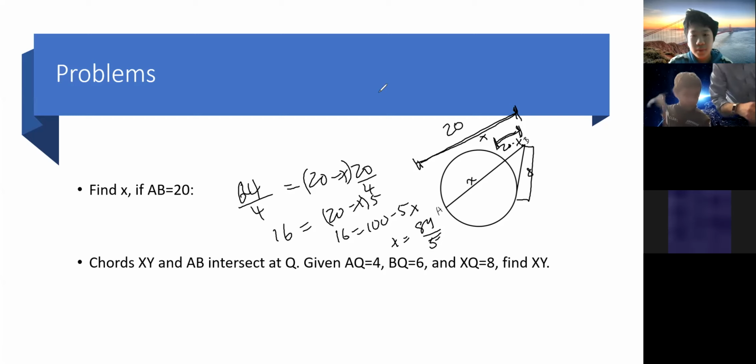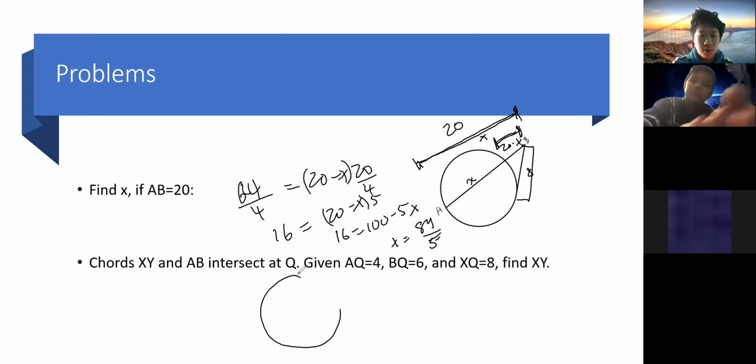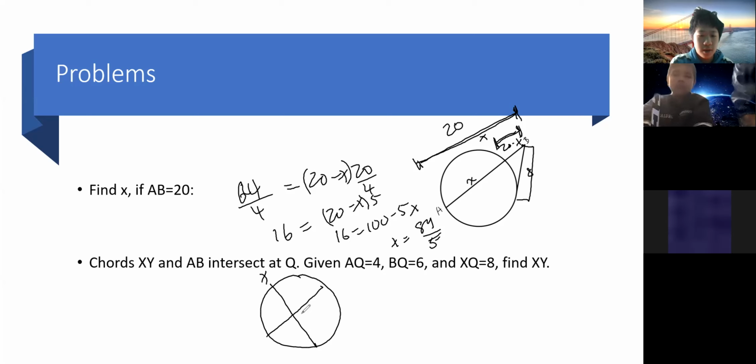All right. Next one. Basically, I have chords XY and AB that intersect at Q. So AQ is 4, BQ is 6, XQ is 8.